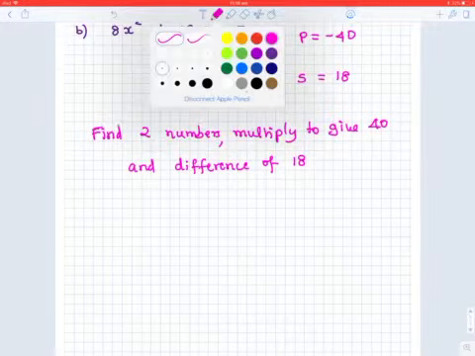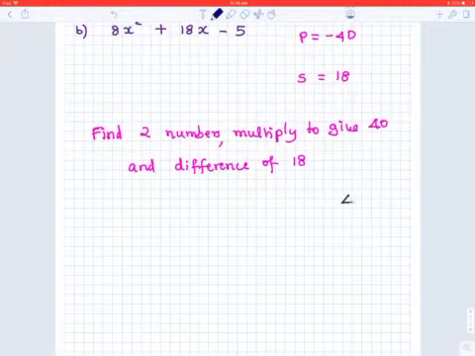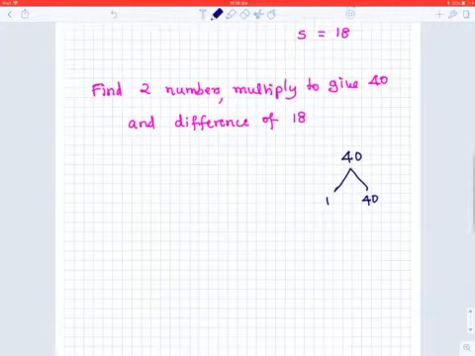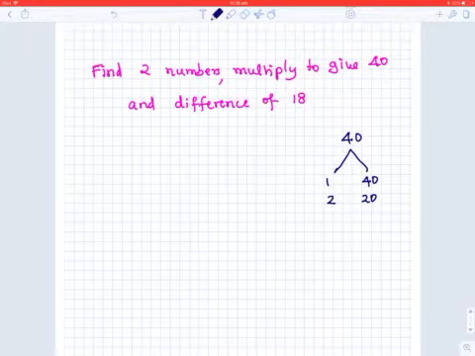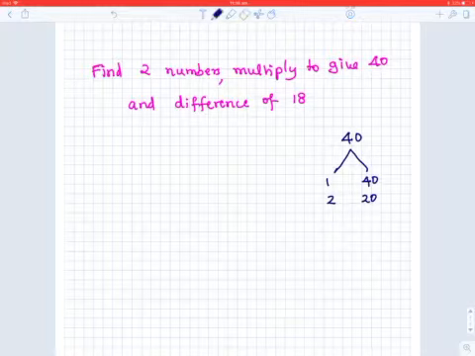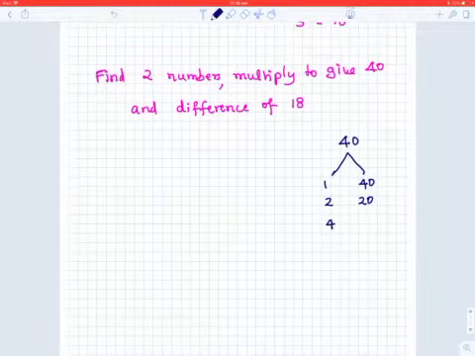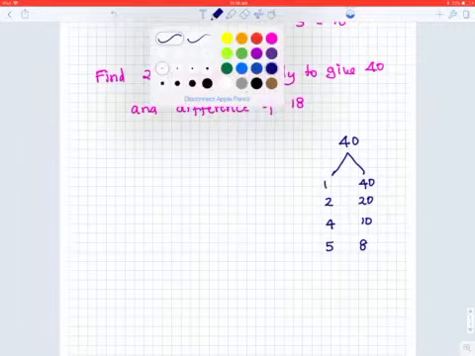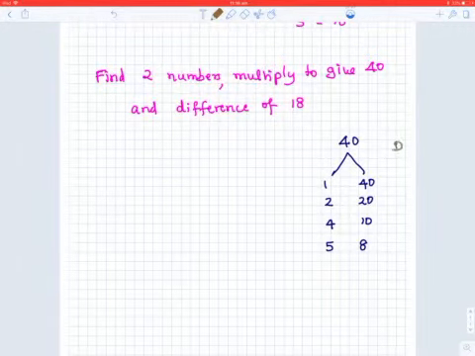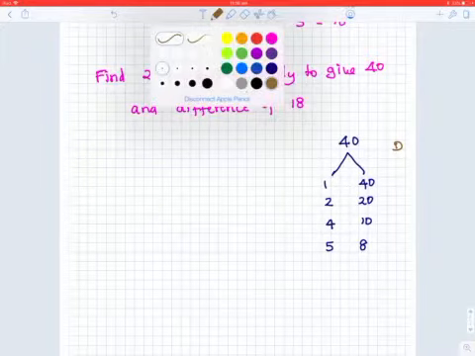So I'm just going to write 40 first and then all the factors. So 40, the factors are 1 and 40. 2 goes into 40 20 times. 3 can't go. The next one is 4 goes into 40 10 times. Then 5 goes into 40 8 times. No other factors. Because I said difference, I'm going to write the difference here.